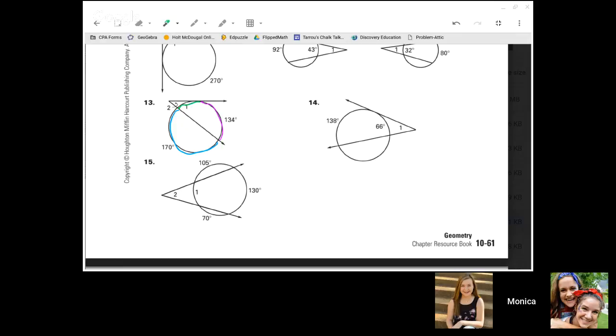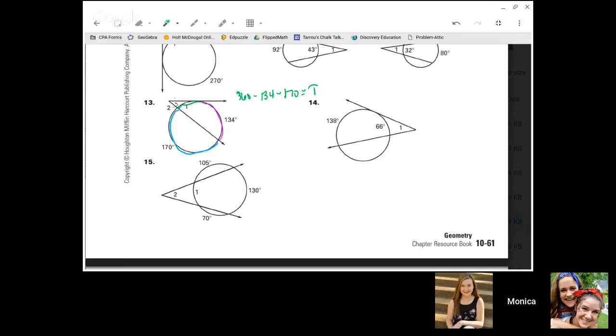So are you good on that? It'll be 360 minus 134 minus 170 equals arc 1. Okay, arc 1 is 56.